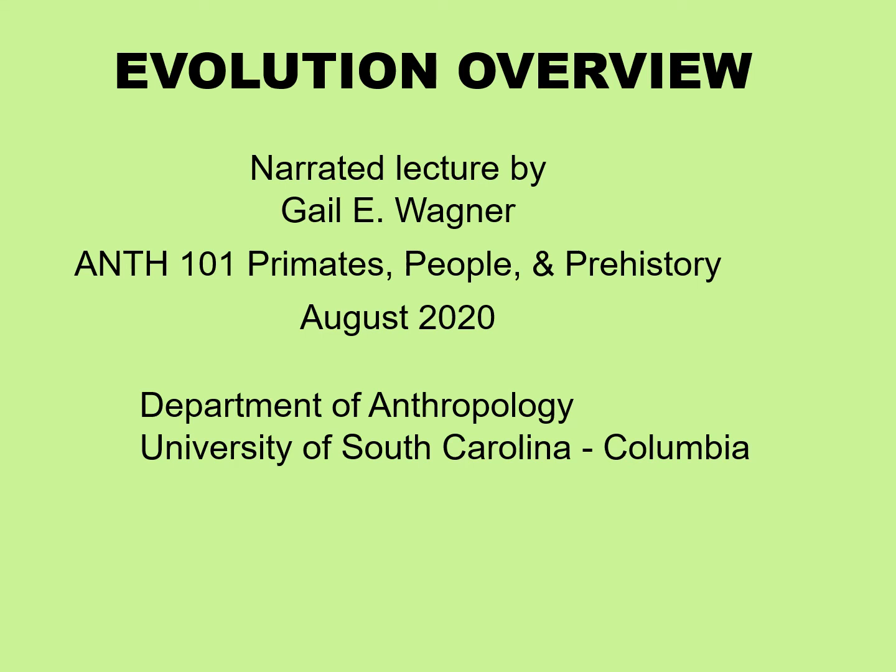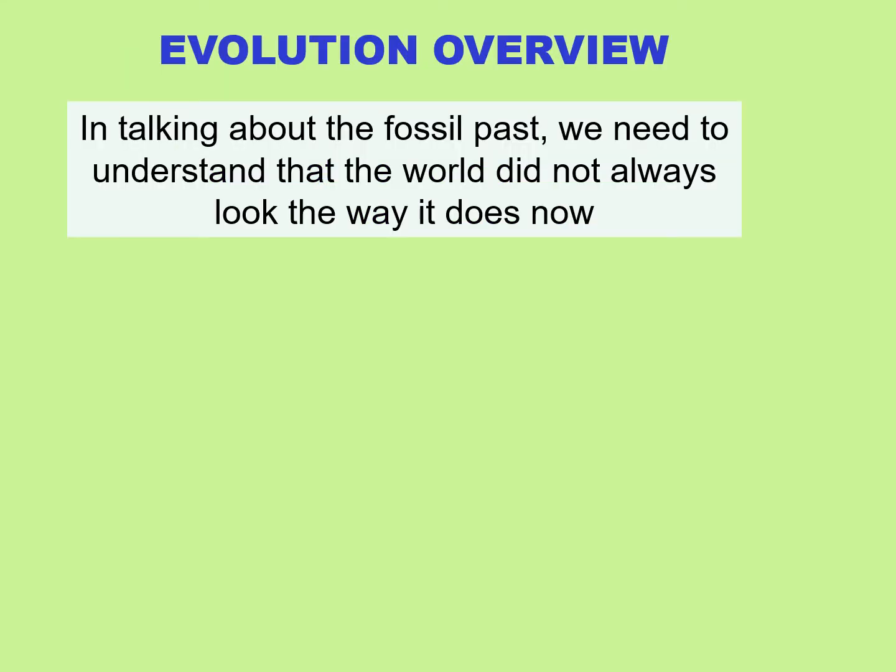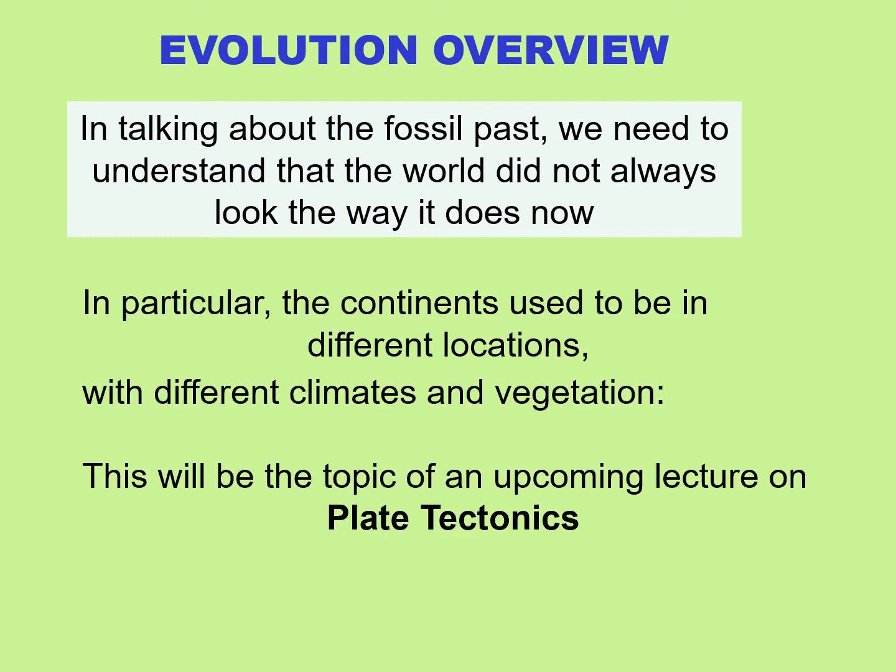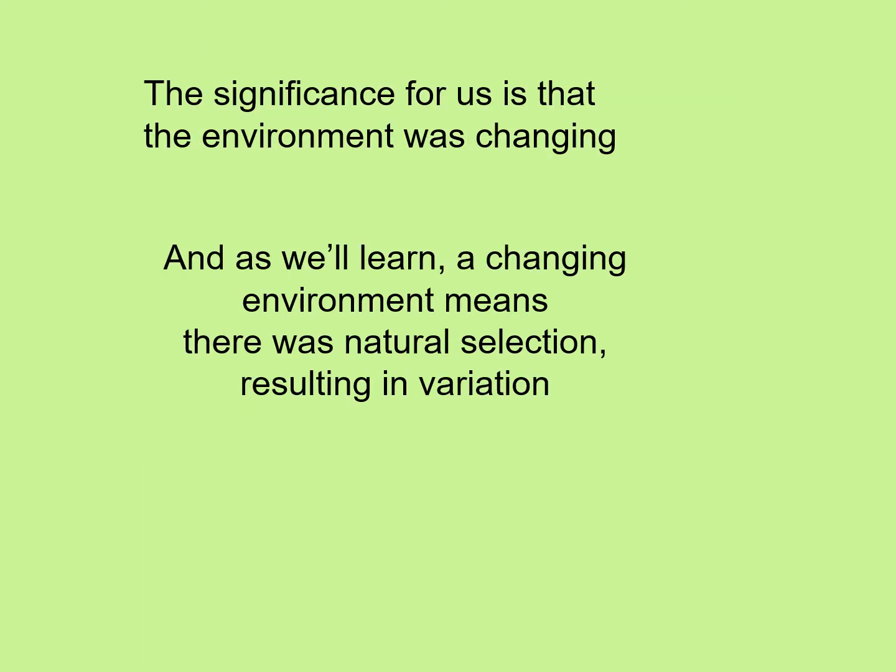Today, I want to give you an overview of historic thinking about evolution. In talking about the fossil past, we need to understand that the world did not always look the way that it does now. In particular, continents used to be in different locations with different climates and vegetation, and this will be one of the topics of an upcoming lecture on plate tectonics. The significance for us is that the environment was changing. And as we'll learn, a changing environment means there was natural selection, resulting in variation.